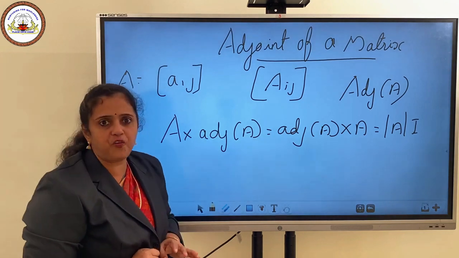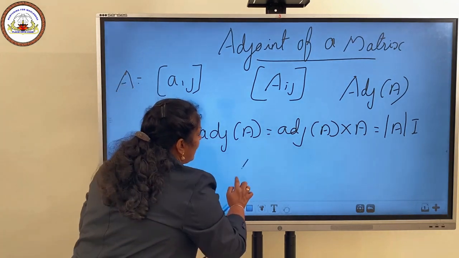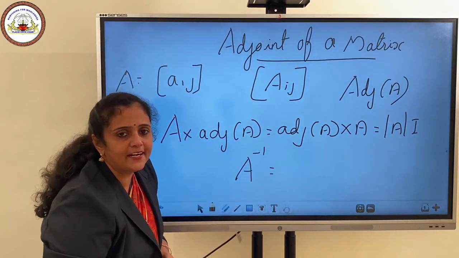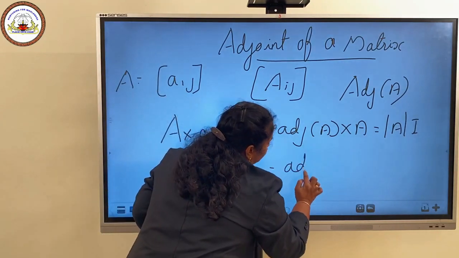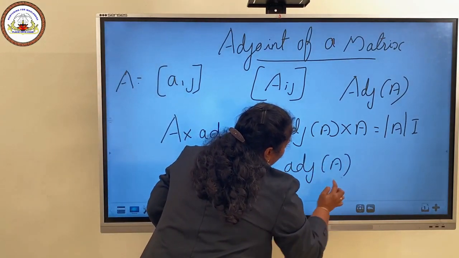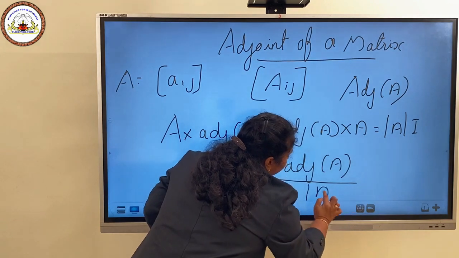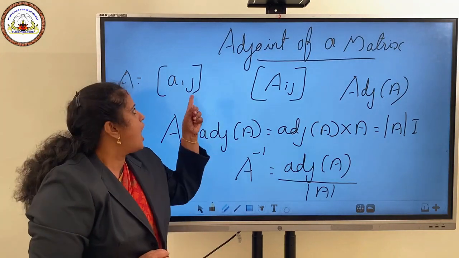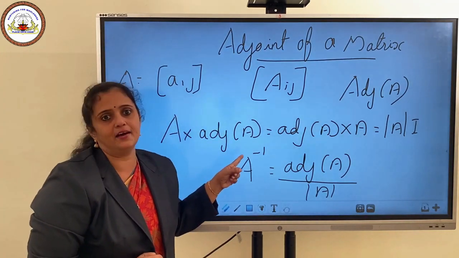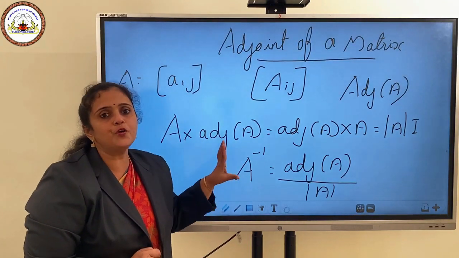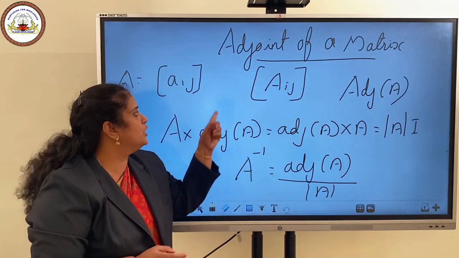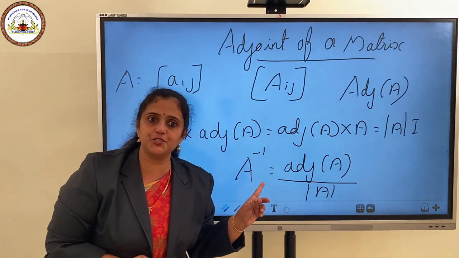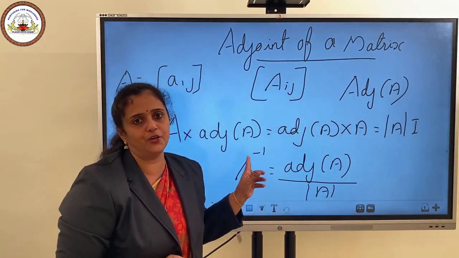From this property we can find A inverse is equal to adjoint A divided by determinant of A. Then we will get the inverse of a matrix. Adjoint of A is defined as the transpose of the cofactor of the matrix. Then you will get the adjoint of A. A inverse is equal to adjoint A divided by determinant of A.